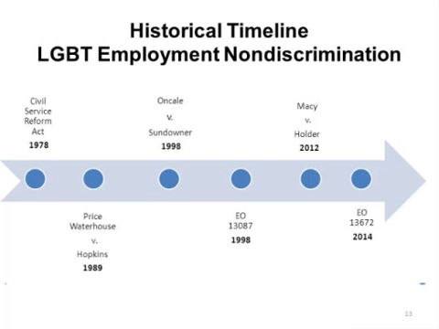There are other cases along the way. Price Waterhouse in '89, which was the first time the term sex stereotyping was used, and we'll talk more about that in a minute. The case of Oncale versus Sundowner, which expanded the definition of sexual harassment to include same-sex sexual harassment. Executive Order 13087, signed by President Clinton, which prohibited discrimination in the federal government based on a person's sexual orientation. The landmark case of Macy v. Holder, which dealt with transgender status. And then recently, just this past year, Executive Order 13672, signed by President Obama, which added protections for transgender individuals in the federal government. And we'll talk about some of these cases in detail right now.